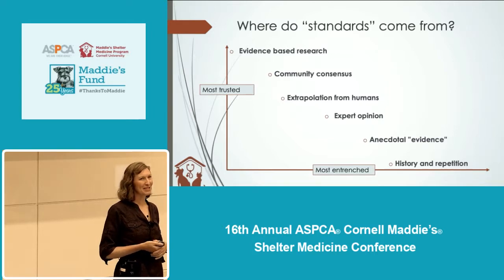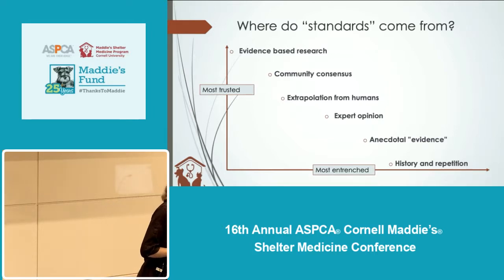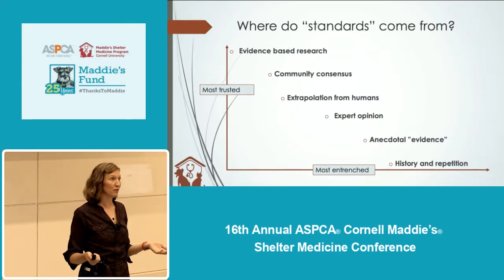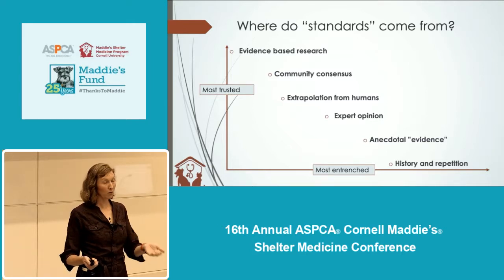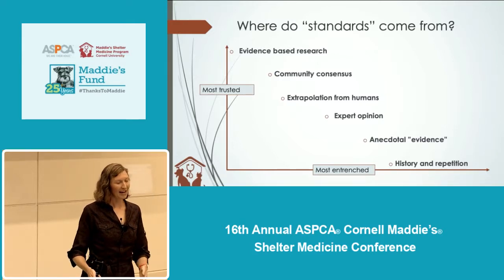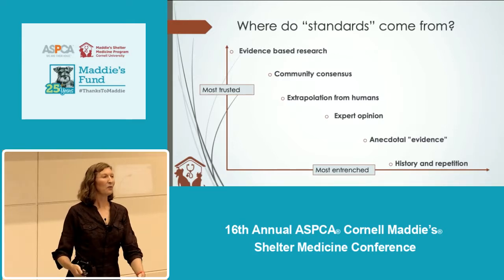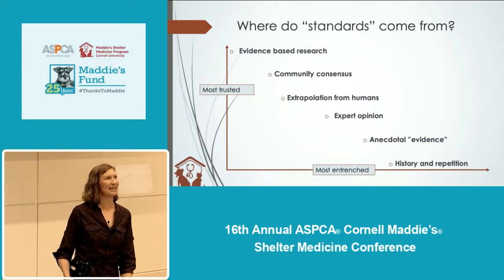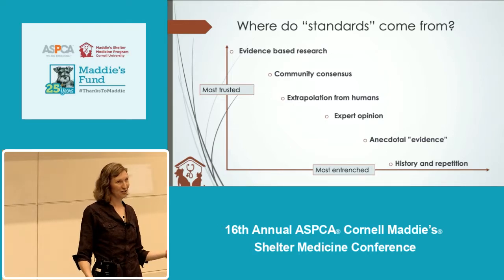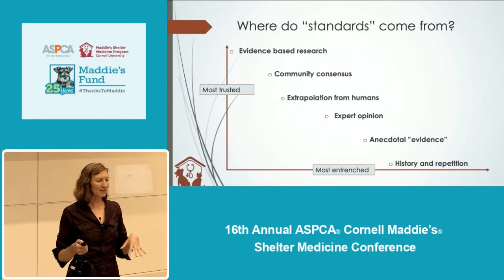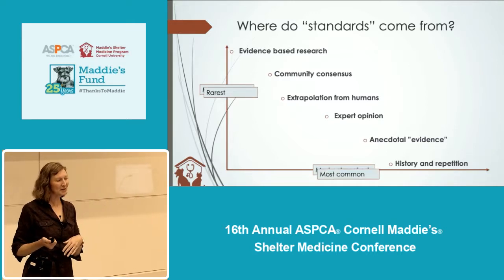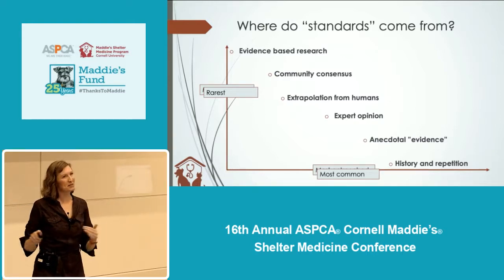And then there's history and repetition, which is really important in the shelter. Because how many of you guys have asked people why they do something some way, and they've said, well, because I've been doing it for 20 years this way, right? And then you're like, well, how about this other way? And they're like, no. We do it this way because that's what we've always done. And that's the least reliable way to know that something should be a standard. Just because you've done it doesn't mean you need to keep doing it, although it is easier than change. So in addition to being sort of on a scale of most trusted and most entrenched, these are also sort of the rarest and the most common.